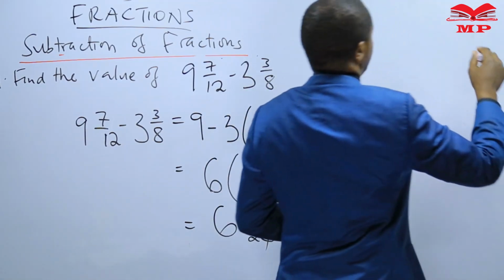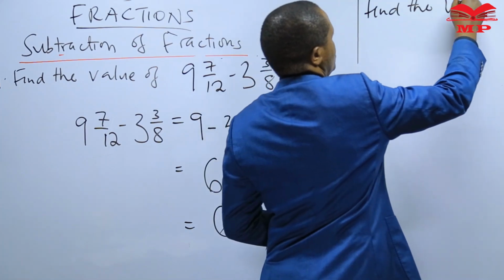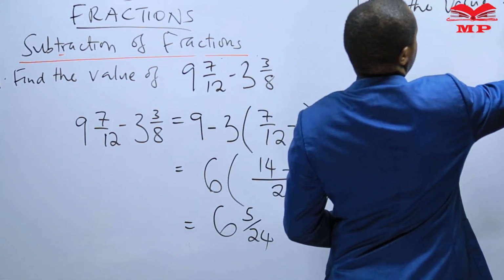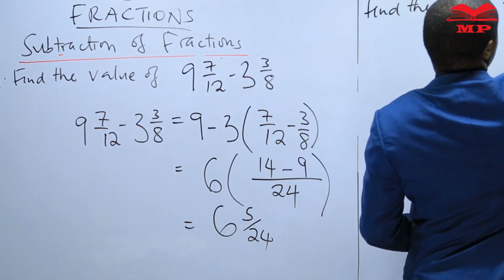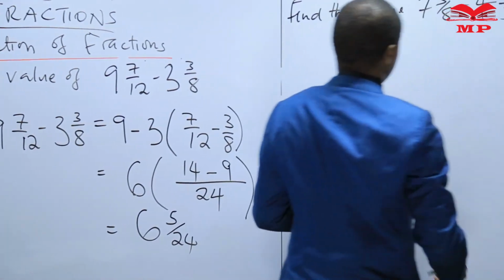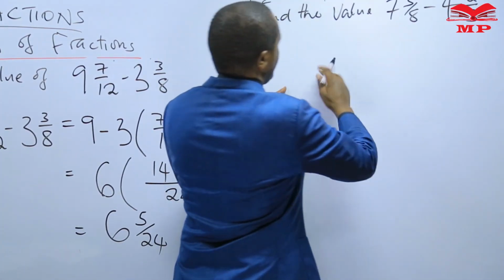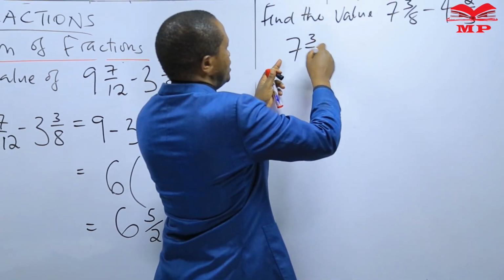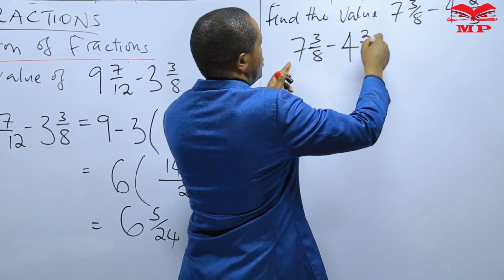We can work out another example. Subtraction of fractions. Find the value of 7 and 3 over 8 minus 4 and 2 over 3. These are mixed fractions.